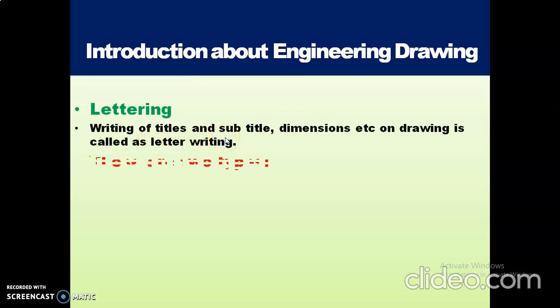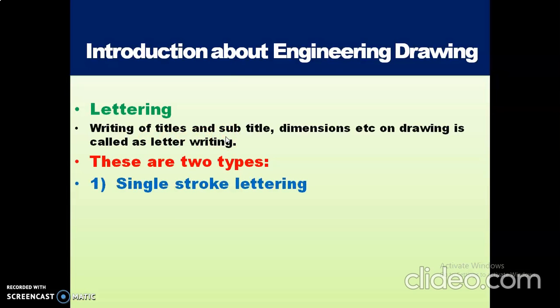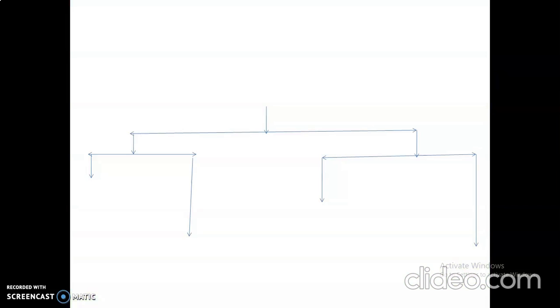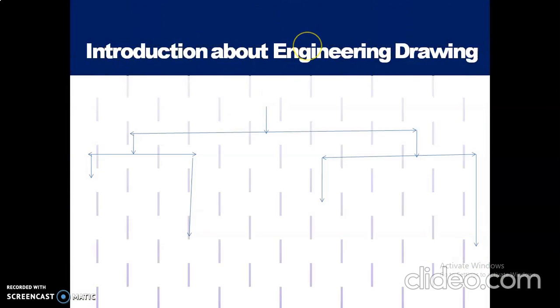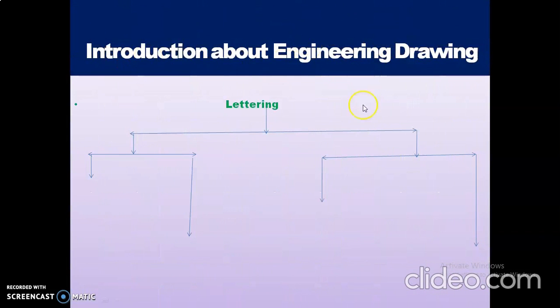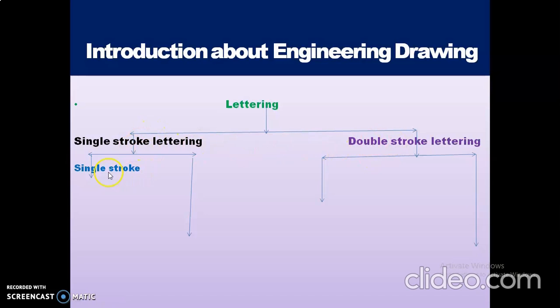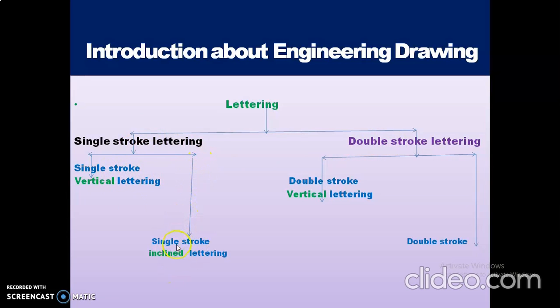There are two types: single stroke lettering and double stroke lettering. See, this is a tree diagram of lettering. In single stroke lettering we have two types: single stroke vertical lettering and single stroke inclined lettering. In double stroke lettering we also have two types: double stroke vertical lettering and double stroke inclined lettering. So these are the classifications of lettering.